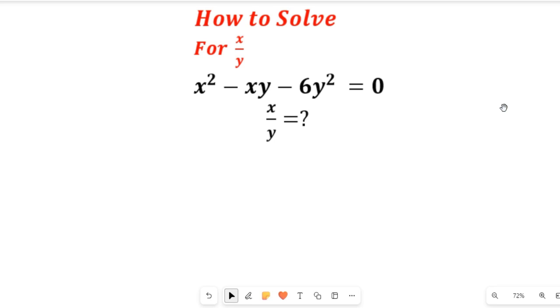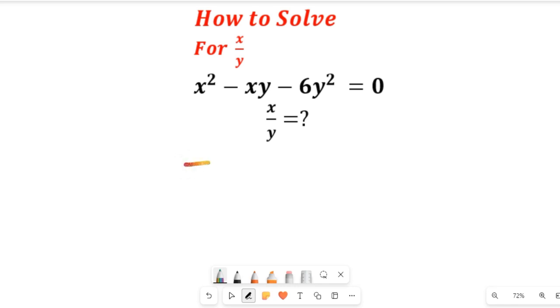You may wonder, how do I go about solving this? I'm going to show you two methods you will use in solving this kind of quadratic equation. Now let's get started. To solve this quadratic equation, all you need to do is to factorize the section in the right hand side.